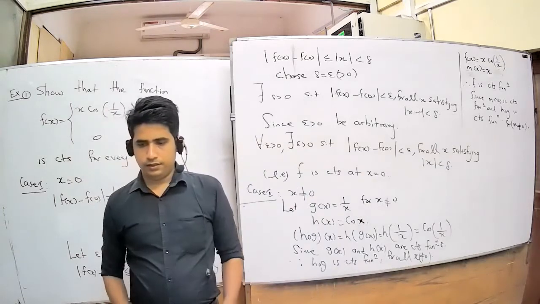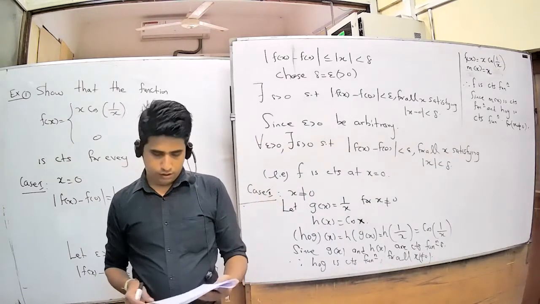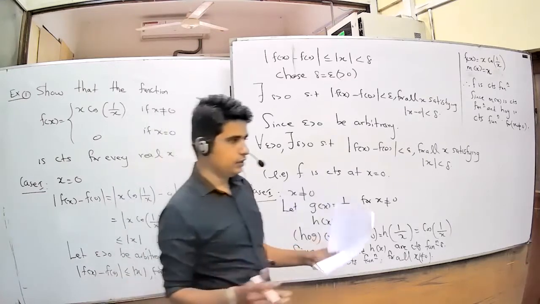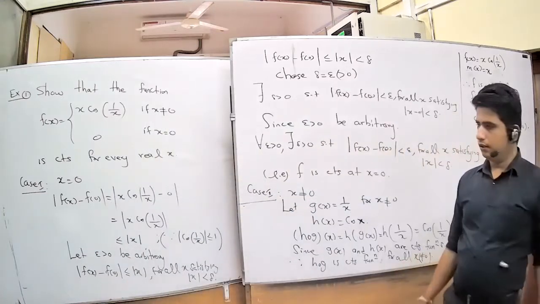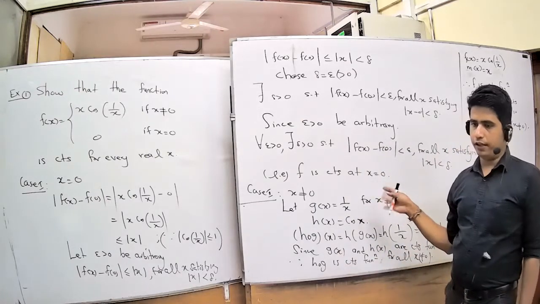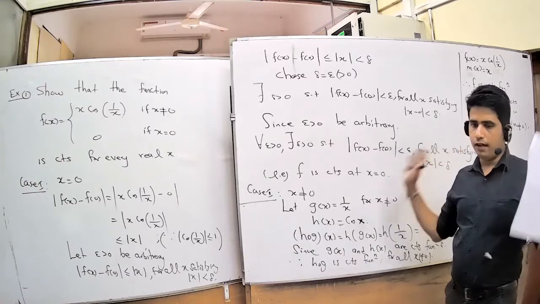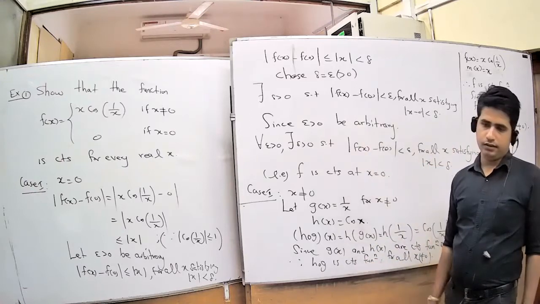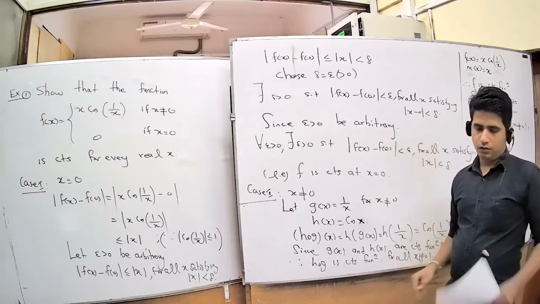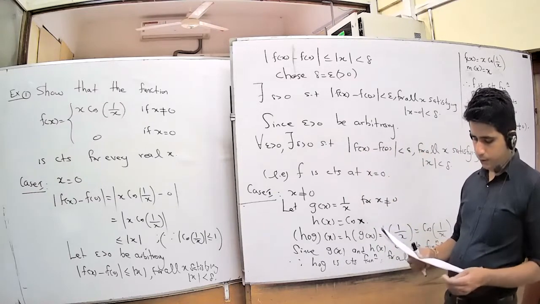That is the question: for all values of x the function is continuous. The x equal to 0 case is also continuous, and the other points not equal to 0 are also continuous. Therefore, for all values of x, this function is continuous. Now we do another problem.